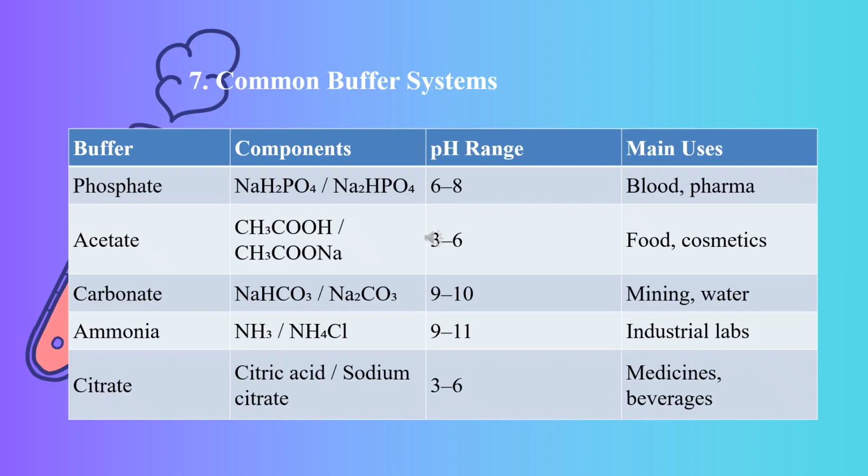Here are some common buffer systems, like the phosphate buffer system, in which sodium dihydrogen phosphate and its salt, disodium hydrogen phosphate, are used. Its pH range is 6 to 8. Its main uses are in blood and pharma. Like acetate buffers, which are used in food and cosmetics. Its pH is in the range 3 to 6. Then carbonate buffers, ammonia buffers, and citrate buffers, which are used in mining and water, industrial labs, and the citrate in medicines and beverages.